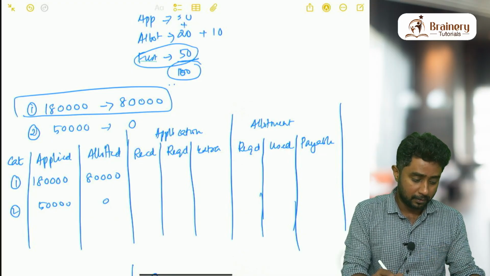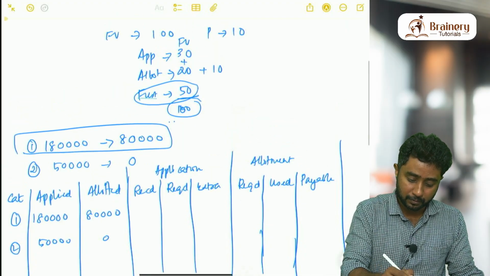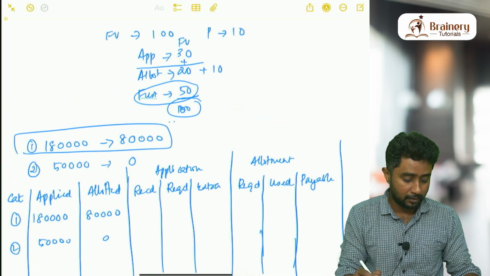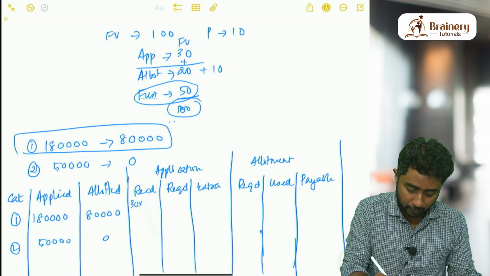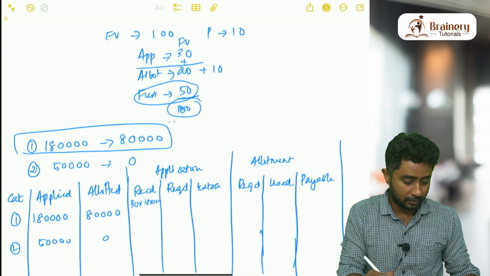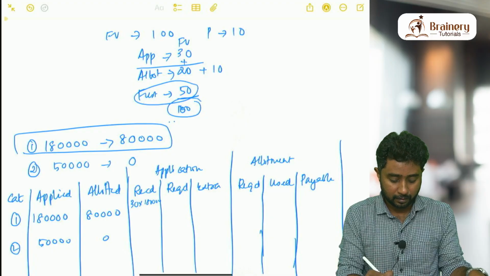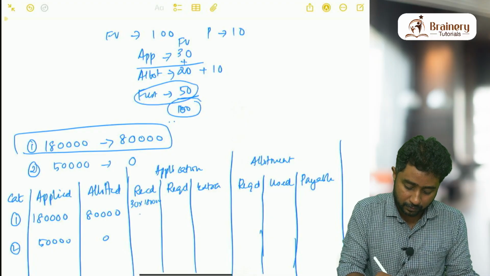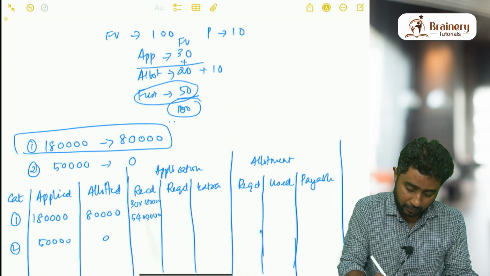Now the received column, in order to fill application money, we have already written all the split ups here. Application is 30 rupees. So 30 into 1,80,000 shares is the amount we have received during application, which will give us 54 lakhs. I'm just calculating it here, 54 lakhs.